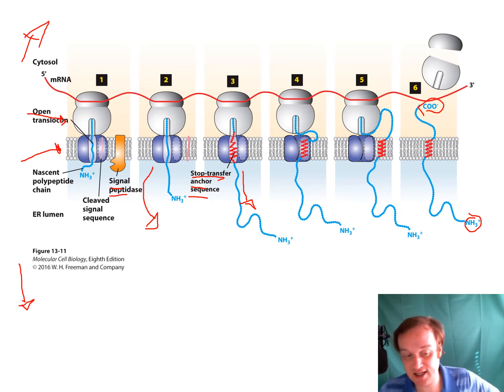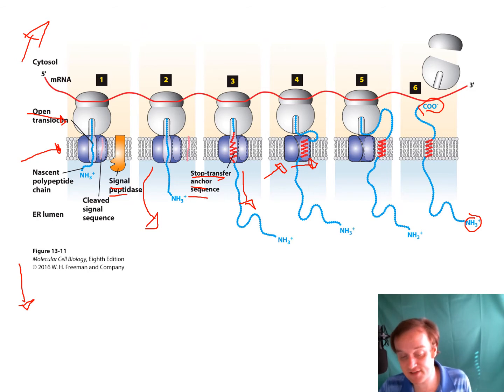So in step 4 then, the stop transfer anchor sequence moves laterally through a hydrophobic cleft between this translocon subunit, this purple membrane thing here, and the phospholipid bilayer, and then the translocon closes. So it sneaks out, right? The chain does here. And now that we have anchored our alpha helix, we don't need this translocon protein anymore. So it closes, it's done.